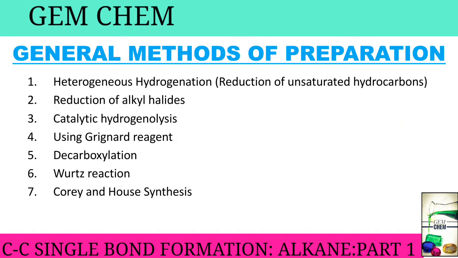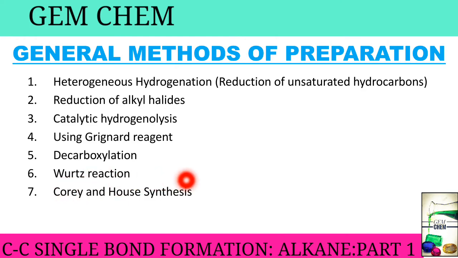Now we will learn about the general methods of preparation. The general methods of preparation, which we will learn in this video, are heterogeneous hydrogenation, which occurs with the help of a catalyst, reduction of alkyl halides, catalytic hydrogenolysis using Grignard reagent, decarboxylation, Wurtz reaction, and Kolbe synthesis.